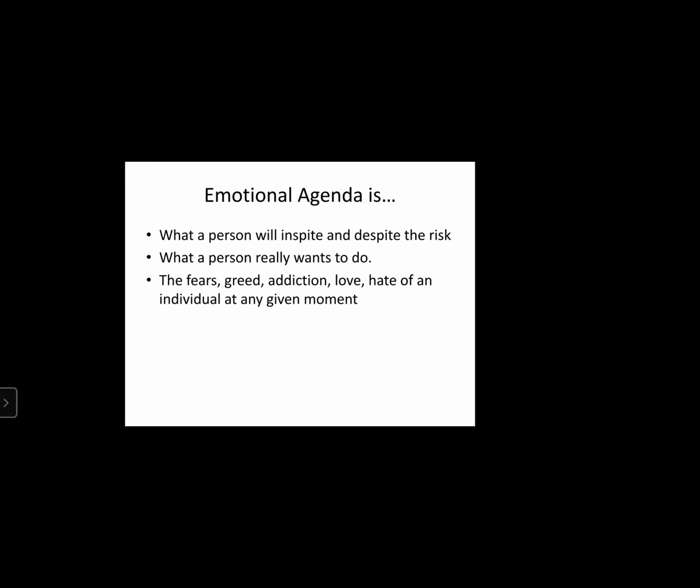So emotional agenda is simply what a person will do in spite and despite the risk. That is a person's emotional agenda. As you're listening to me, you have an emotional agenda. Number two, what a person really wants to do is his emotional agenda. The emotional agenda is our fears, our greed, our addiction, our love, our hate of an individual at any given moment. That is your emotional agenda.